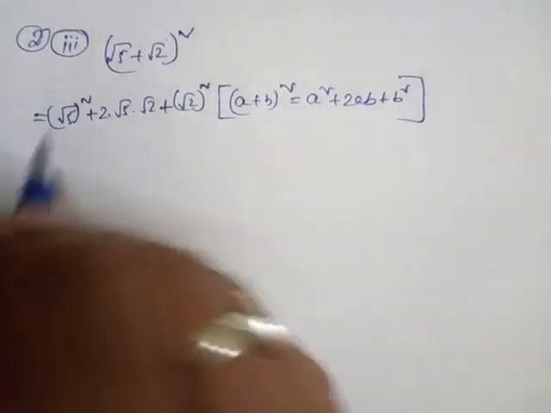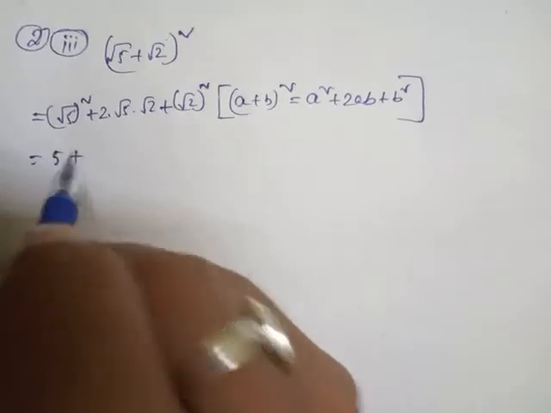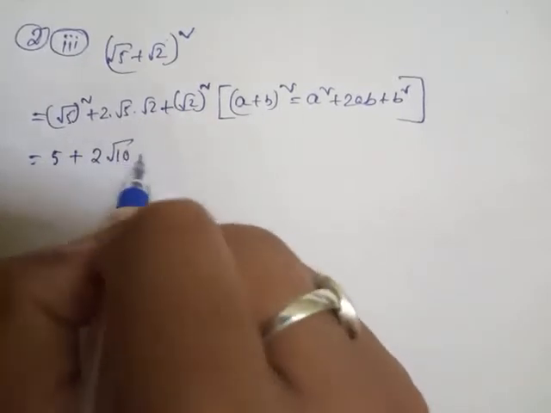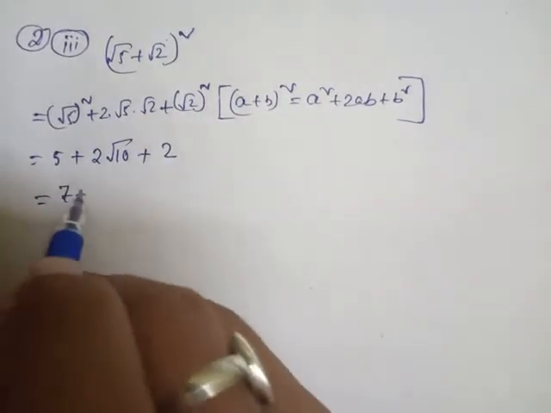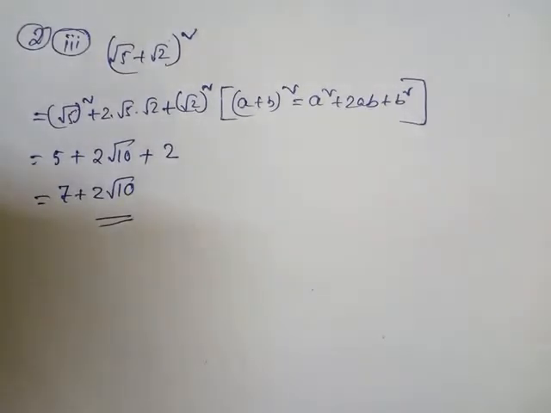So square and root cancel, which means there is 5 only, and 2 root 5 root 2 means root 10, and root 2 square is 2. Now 5 plus 2, how much? 7. So 7 plus 2 root 10. This is the answer of the question 2 Roman 3.